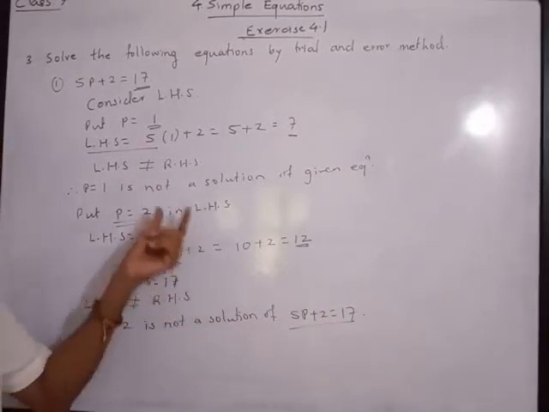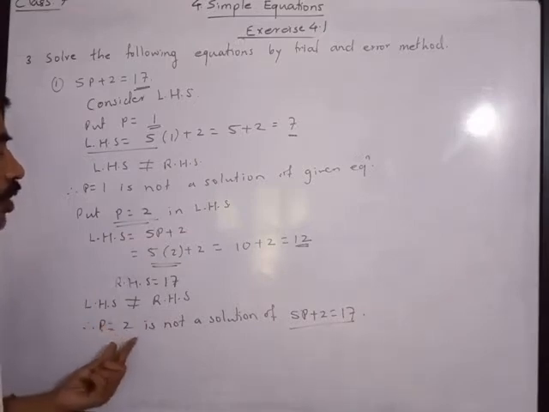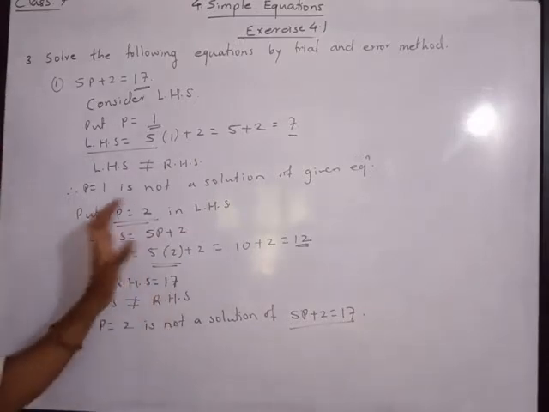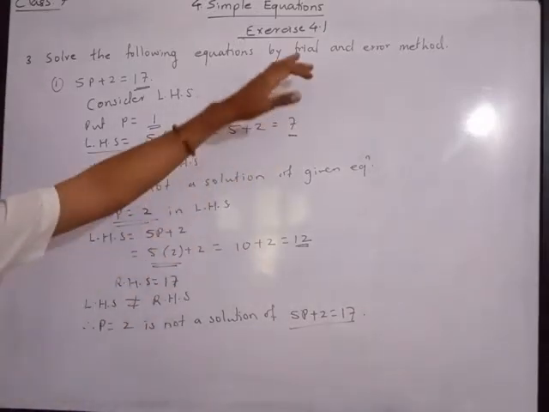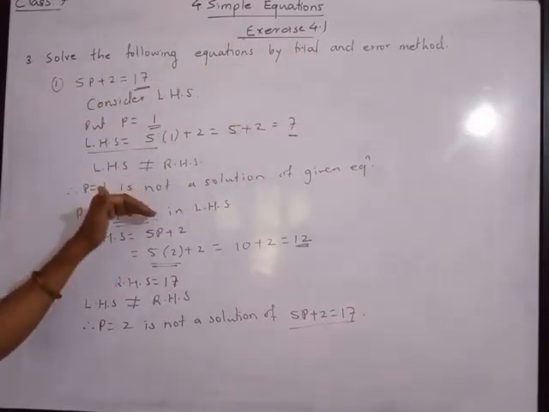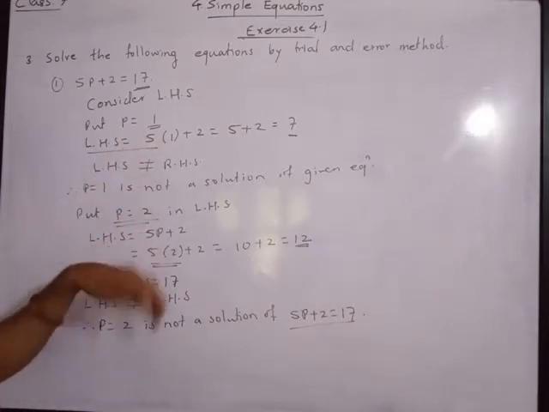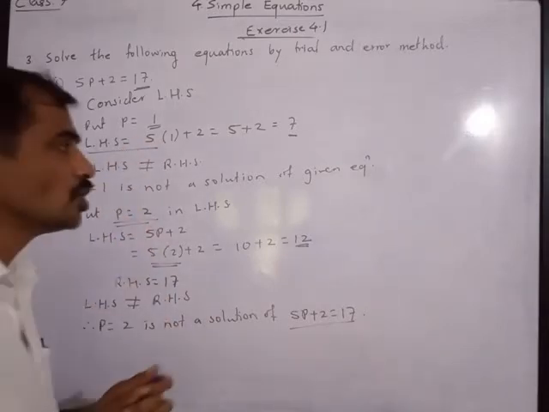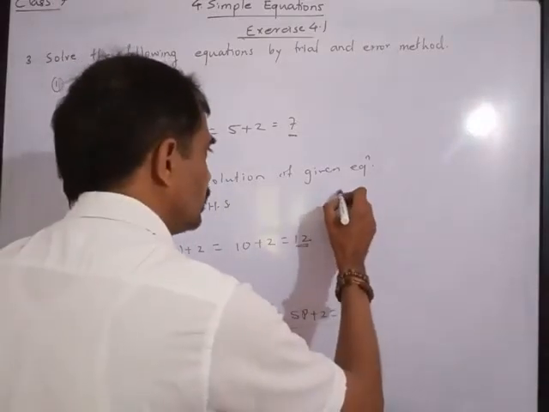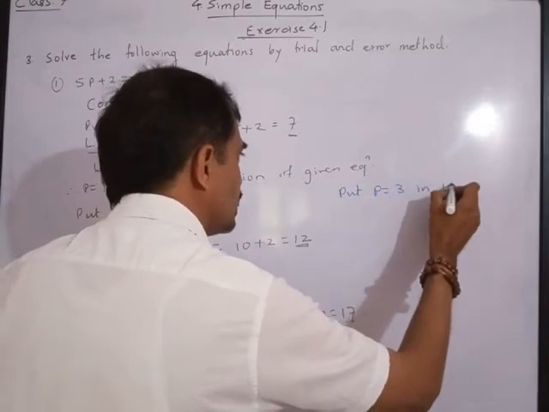Thus, we have got p is equal to 1 is also not a solution. p equal to 2 is also not a solution. Now, let us try some other number. Because this method is called trial and error, we have to go on trying different numbers. Here 1 is not a solution, 2 is not a solution. Let us try whether 3 is a solution. So for this, put p is equal to 3 in LHS.